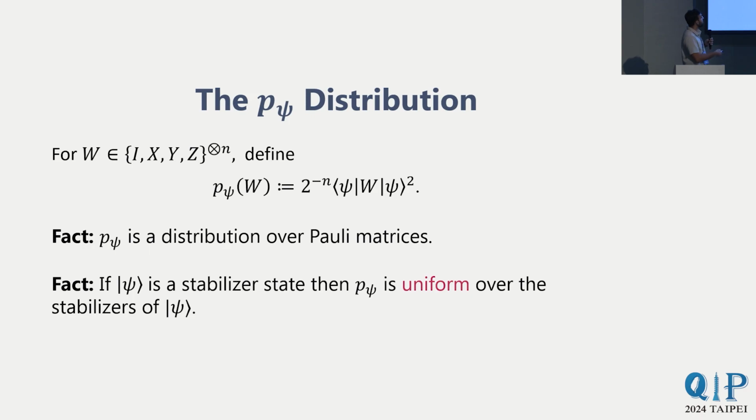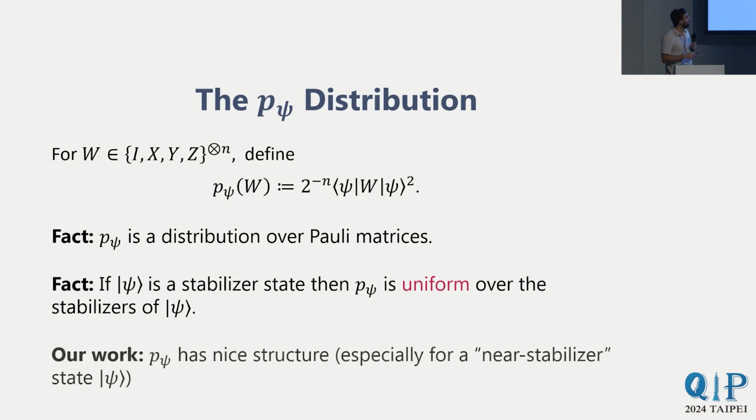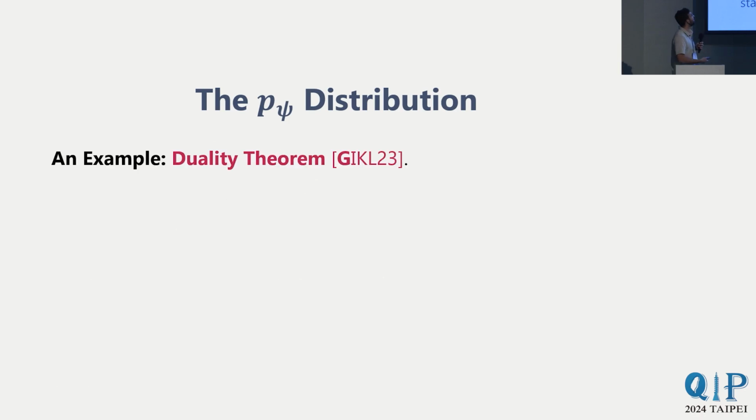And it's also pretty easy to see that if psi is a stabilizer state, then p-psi has some nice structure. In particular, it's uniform over the Paulis that stabilize psi. And what we do in our work is show that p-psi more generally has some nice structure, especially so for a near stabilizer state. This is a little vague, and I don't have too much time to substantiate this claim, but I want to give you some sense of what I'm talking about.